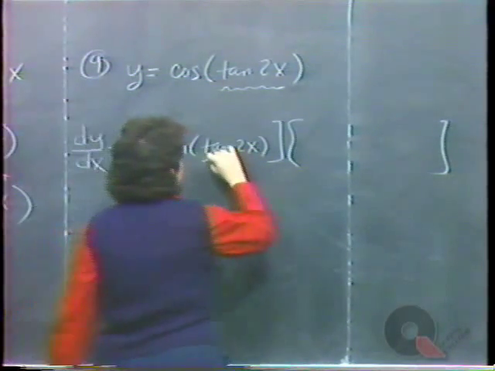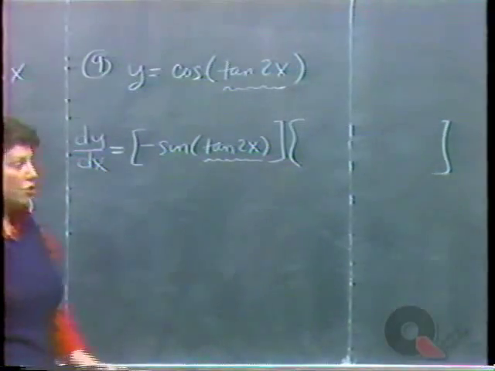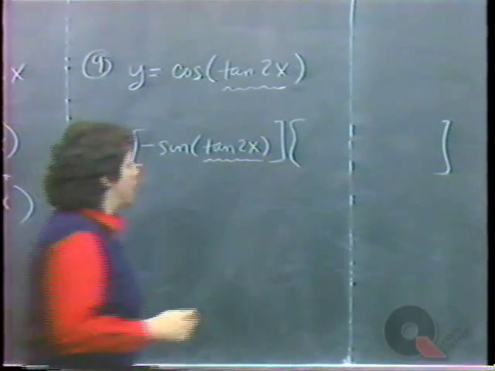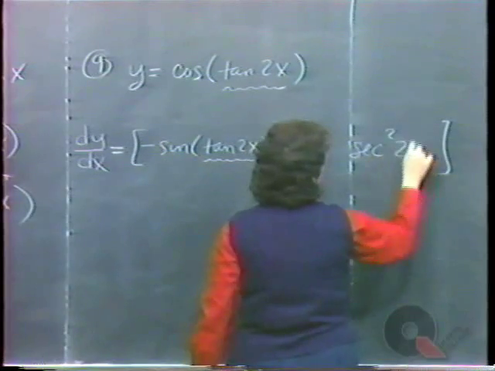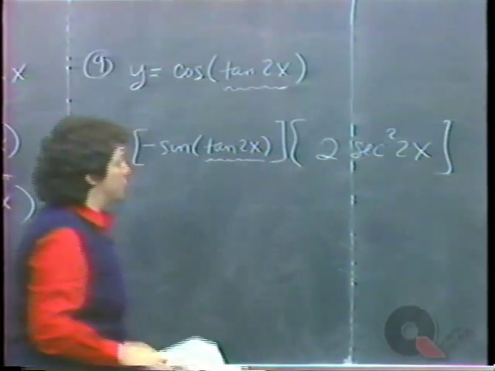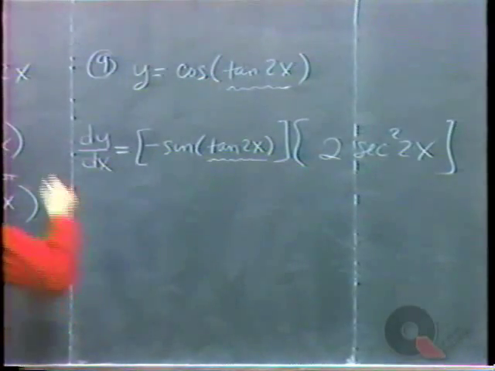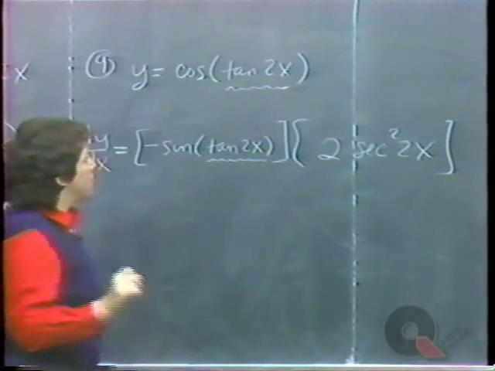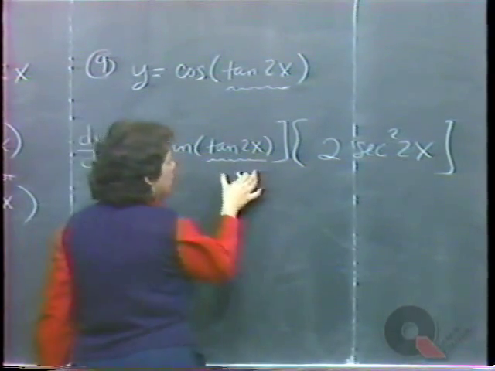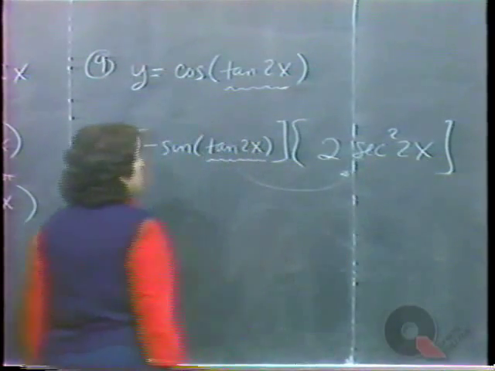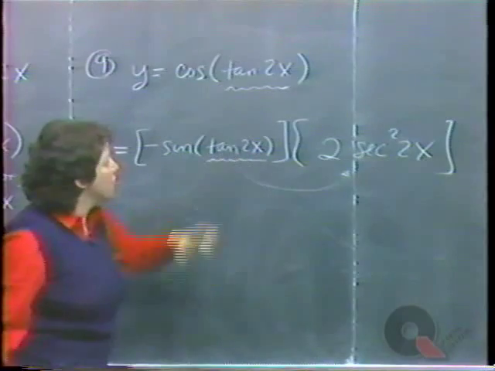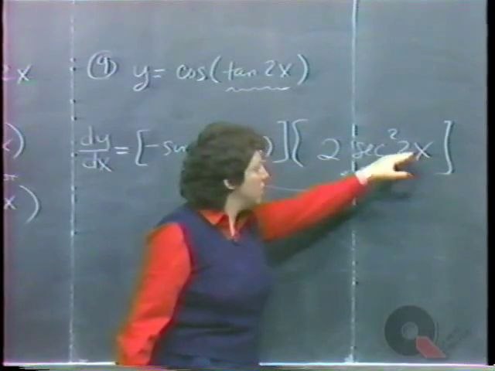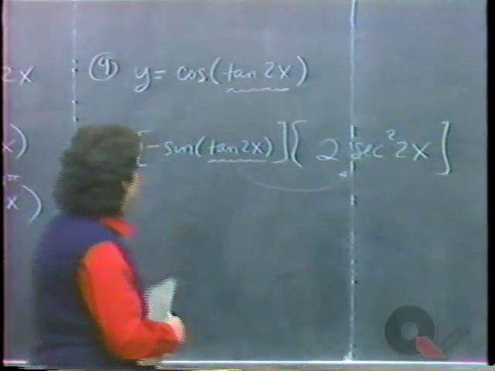Now let's look at squiggle here. Tangent of 2x. You want the derivative of tangent of 2x? Then you need to use the rule for differentiating tangent of something. The derivative of tangent of 2x is secant squared of 2x times the derivative of 2x with respect to x. So we have here cosine of tangent 2x, cosine of something, cosine of squiggle. The derivative of cosine of squiggle is minus sine of squiggle times the derivative of squiggle. So minus sine of tan 2x times the derivative of tan 2x, but the derivative of tan 2x with respect to x is secant squared 2x times the derivative of 2x, or 2 secant squared 2x.